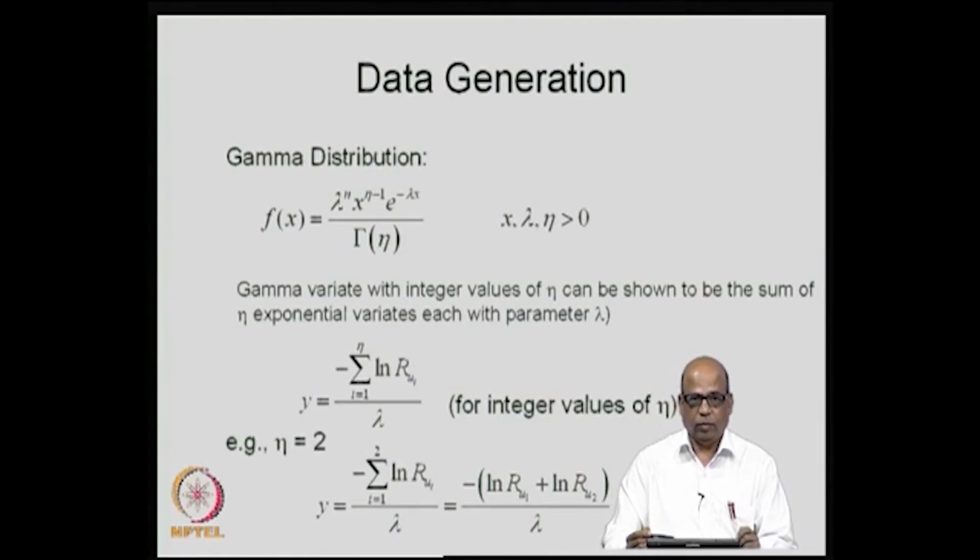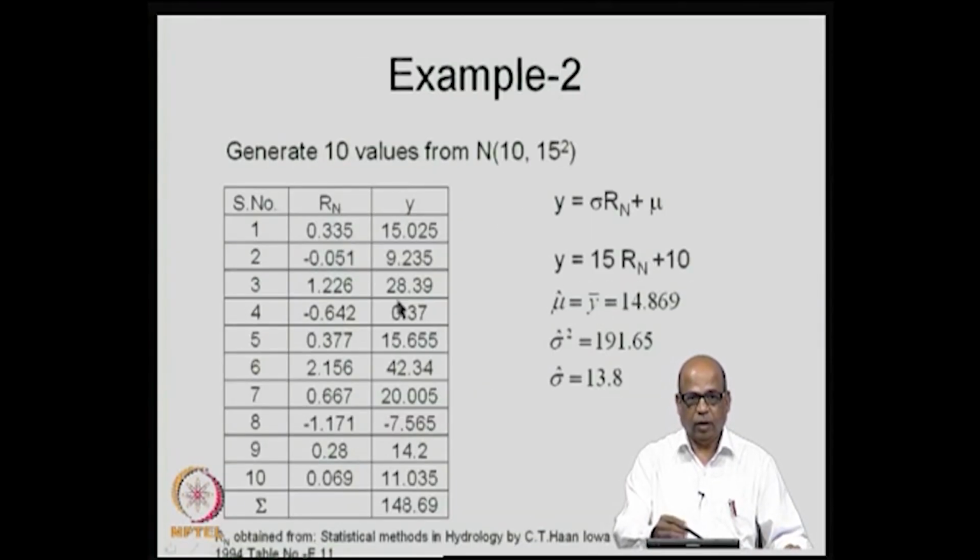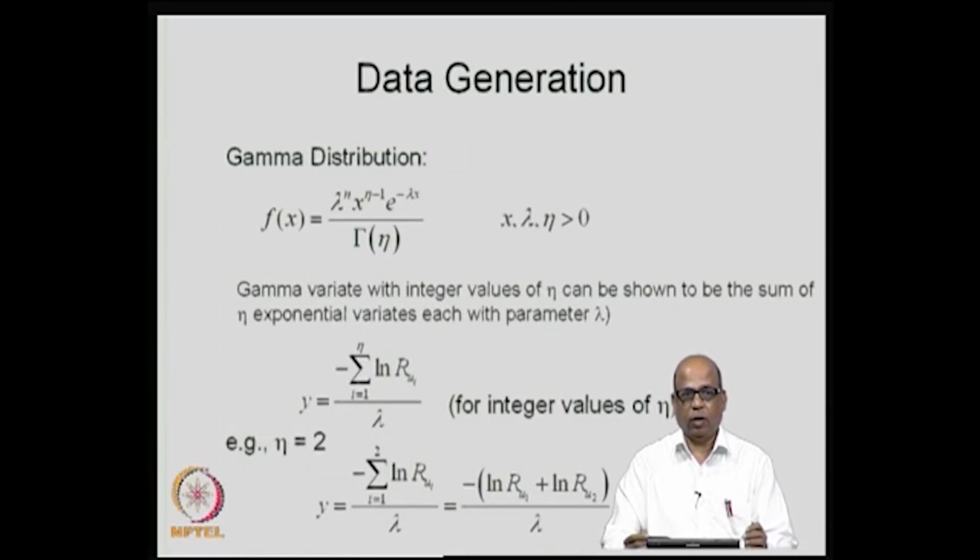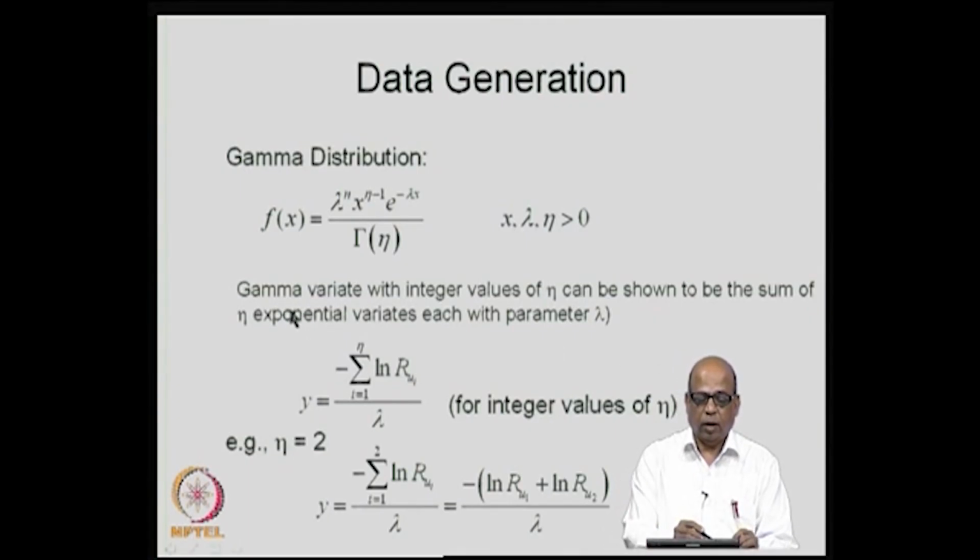Then there are certain distributions for which even obtaining these tables is difficult, analytical values of these tables are difficult, but they may be related to some other distributions for which data generation is possible using analytical procedures. For example, you look at the gamma distribution. In the gamma distribution, for the specific case where eta is integer, it has been shown that a gamma variate with integer values of eta is actually the sum of eta exponential variates with parameter lambda.